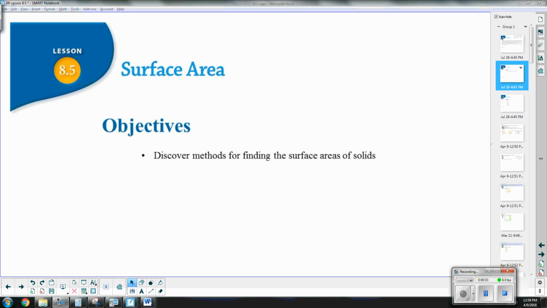Hi ladies, this is lesson 8.5 and this lesson deals with surface area. So in this lesson, we're going to look at finding surface area of solids. So we're going to think logically about what makes up the surface of these particular solids.